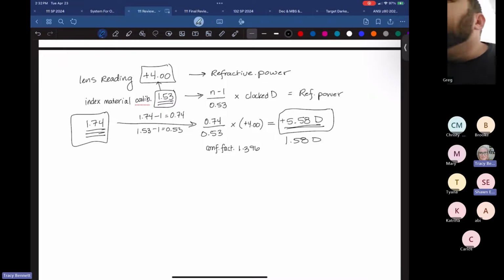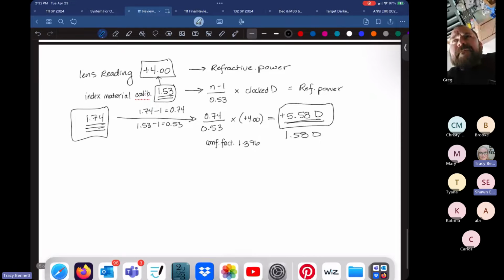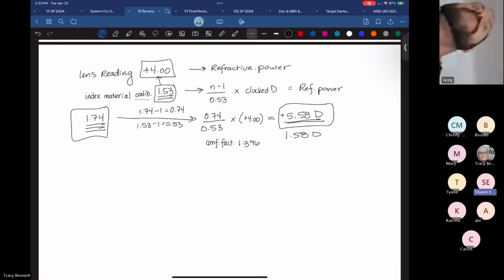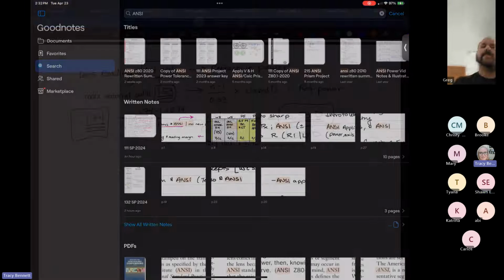I think I kind of covered it all. Was there anything that I didn't cover? We did skip over using the base curve selection chart, so let me pull that up real quick. Have that here.